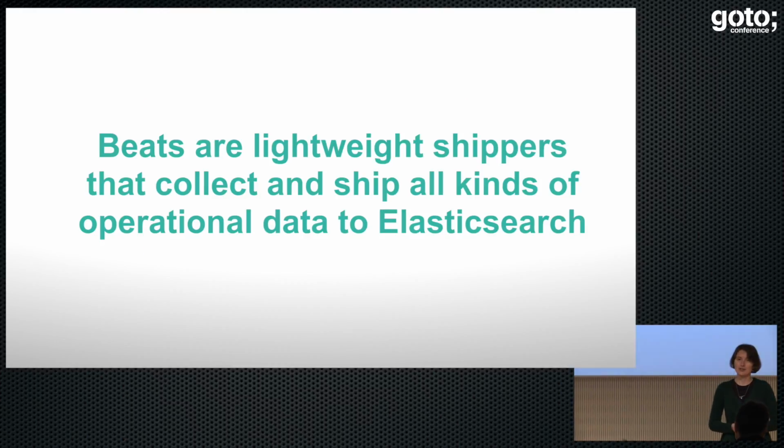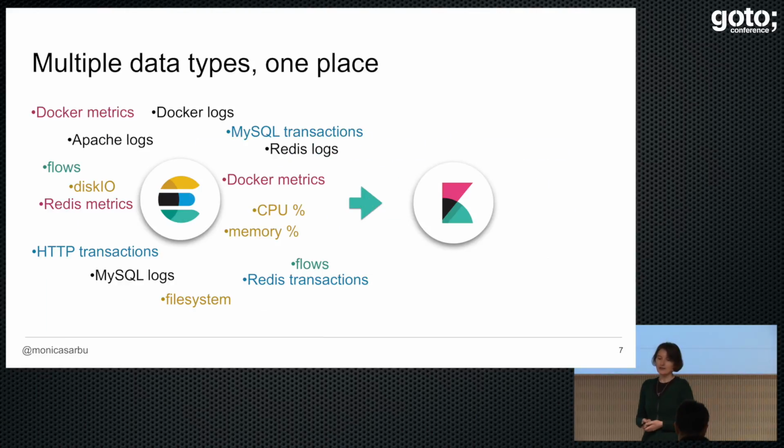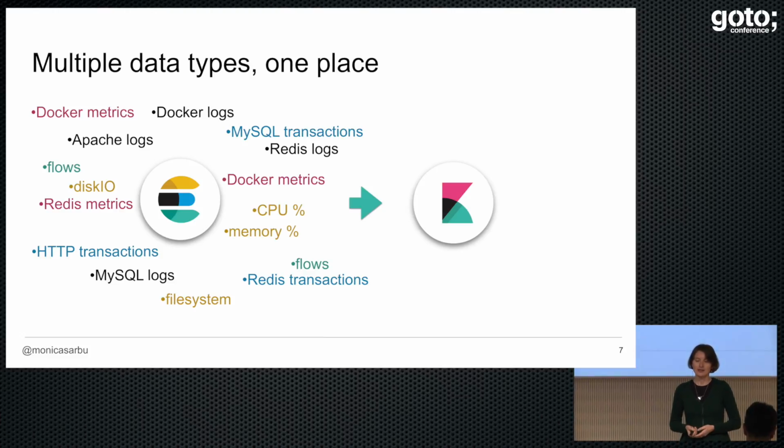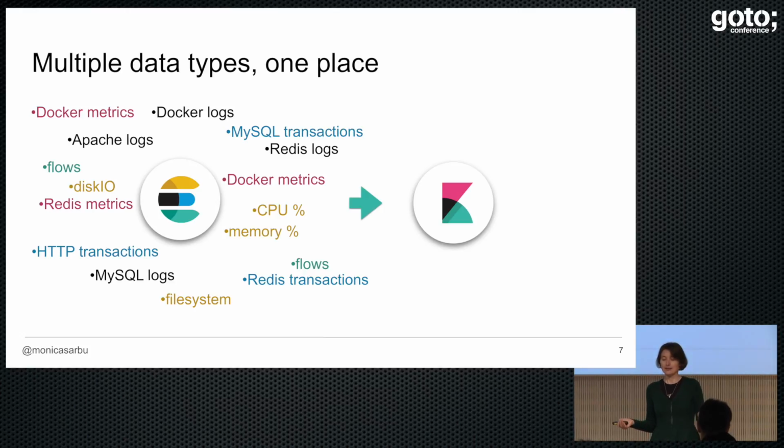So Beats are lightweight shippers that install as an agent on your servers. They collect all kinds of operational data, and they are sending it to Elasticsearch. Nowadays, usually first you start with collecting the logs from different servers, and then you get interested in monitoring the processes that are running on a container. So you end up having in Elasticsearch a diversity of data, structured or unstructured, from different sources.